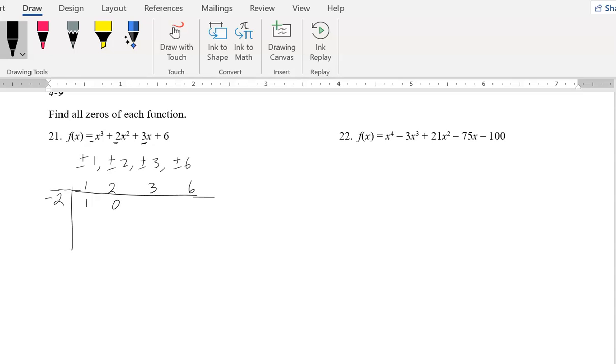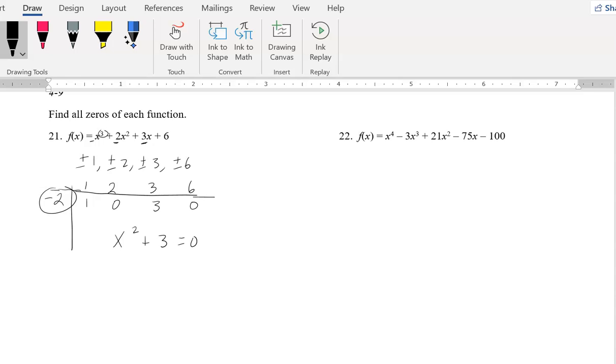-2 plus 2 is 0. 0 plus 3 is 3. -6 plus 6 is 0. Okay, sure enough, -2 is one of my 3 answers. And then these numbers represent x squared plus 3 equals 0.